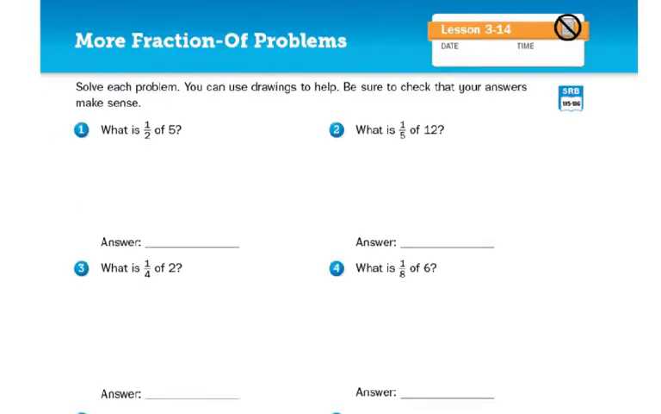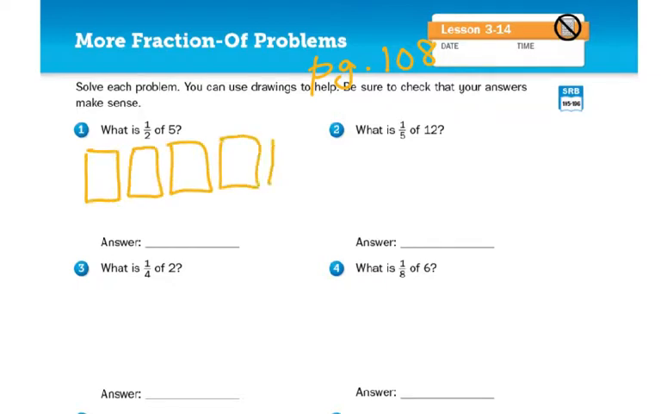Go ahead and move on to journal page 108. We are going to solve fraction of problems, draw pictures when needed, more fraction of problems. Solve each problem. You can use drawings to help. Be sure to check that your answers make sense. So if we have $5, go ahead and draw the dollars, and we're dividing them in half.